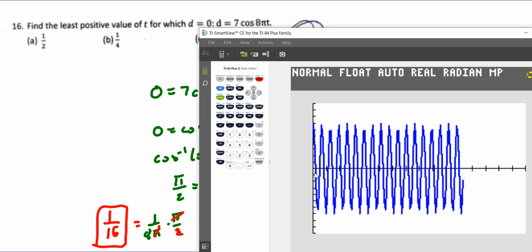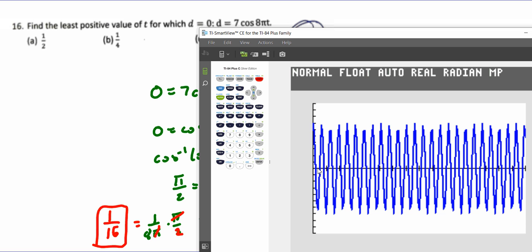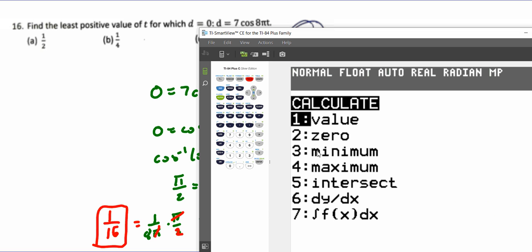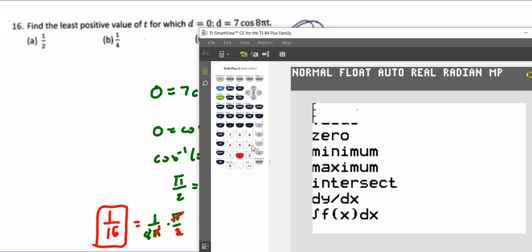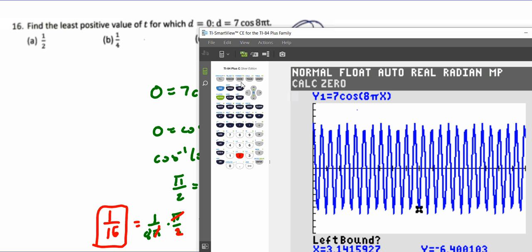But we're looking for that one little point right there, okay? That's our first value. And probably didn't want to go that much, it keeps on going up and down, up and down. All right, so how do we find that one value? What's that intersection at 0? So if we go second calculate, we can find the 0, number 2. It's going to ask us for this, so we can keep on going.